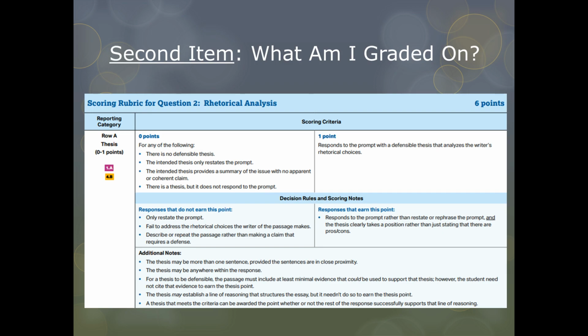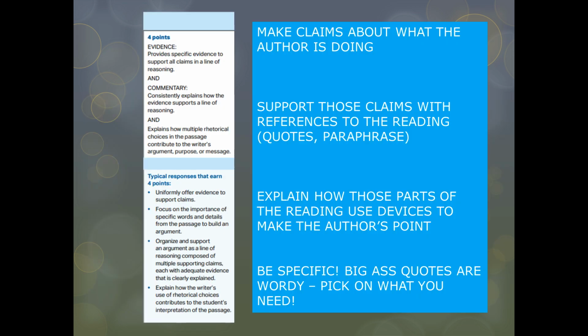So you want to make sure that you are fulfilling all those criteria as you go along and thinking about, okay, does this paragraph have this? Does my essay include this? Have I been doing this all along? And if I had to boil it down for you, in evidence, it looks something like this, right? You want to make sure that when you're writing your body paragraphs, that 1, you're making claims about what the author's doing. 2, you're supporting those claims with references to the reading.